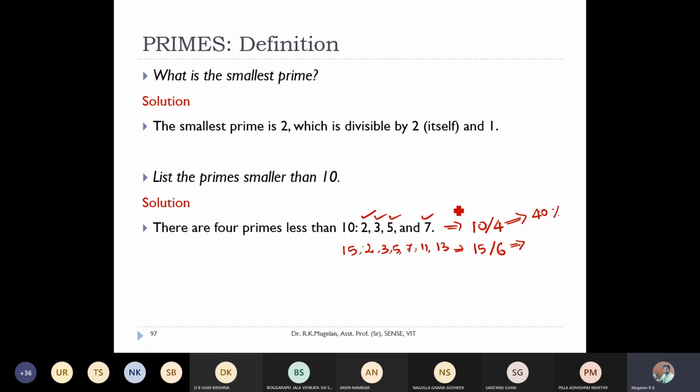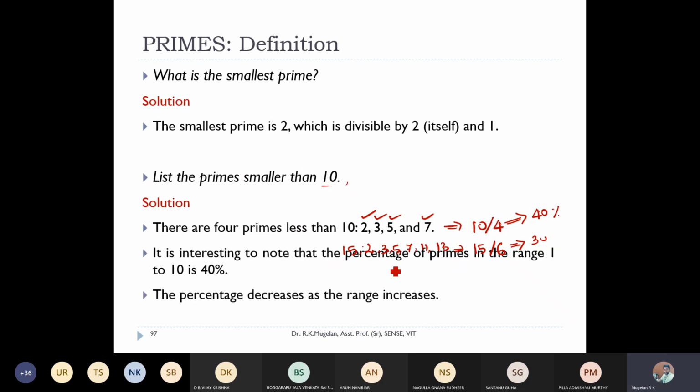So not 50%, less than 50%, so around 30% comes. The point they want to say is that if you increase the range, up to 10 or 100 and it goes on, the percentage of prime numbers will keep on decreasing. When the range increases, the percentage of prime numbers will decrease.